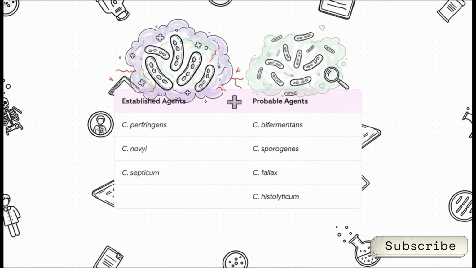Okay, so here's the full list of suspects. We usually break them down into two groups for exams. The established agents, which are the usual suspects, and the probable agents, which are a bit less common. But listen, don't try to memorize this whole table straight up. We've got a much, much better way.